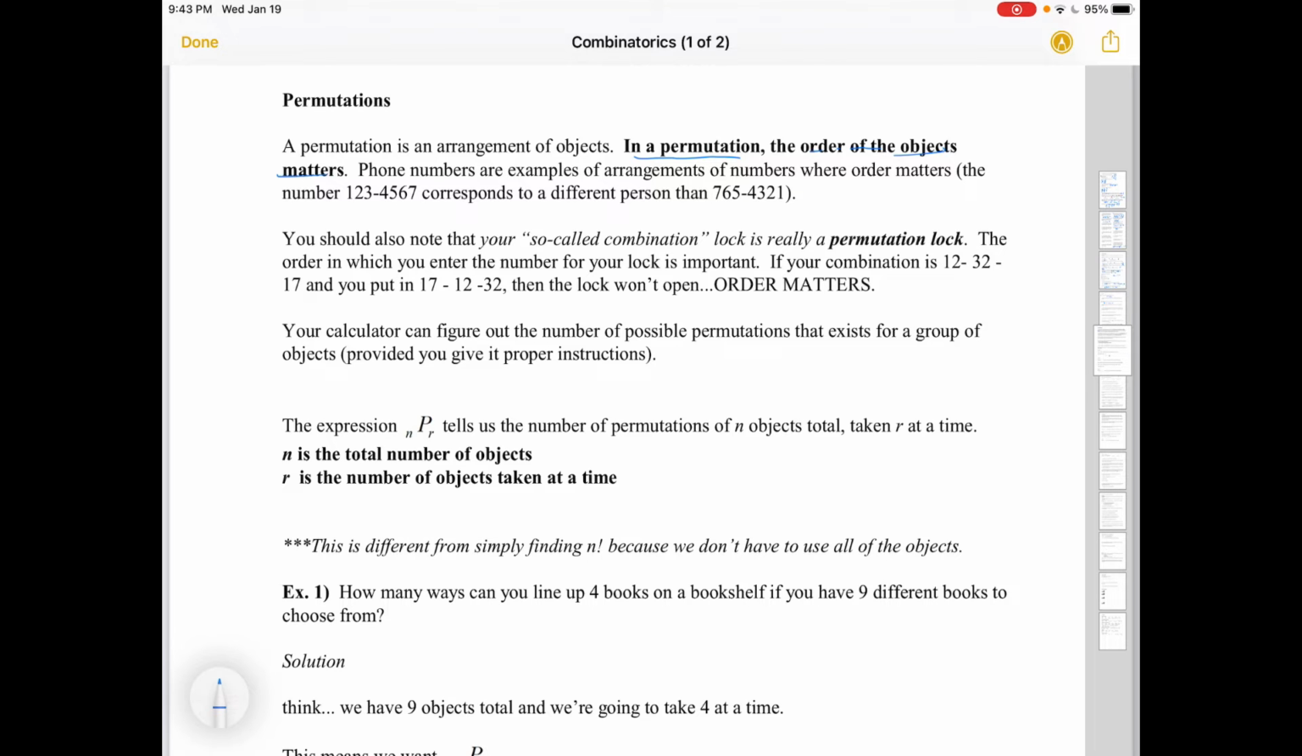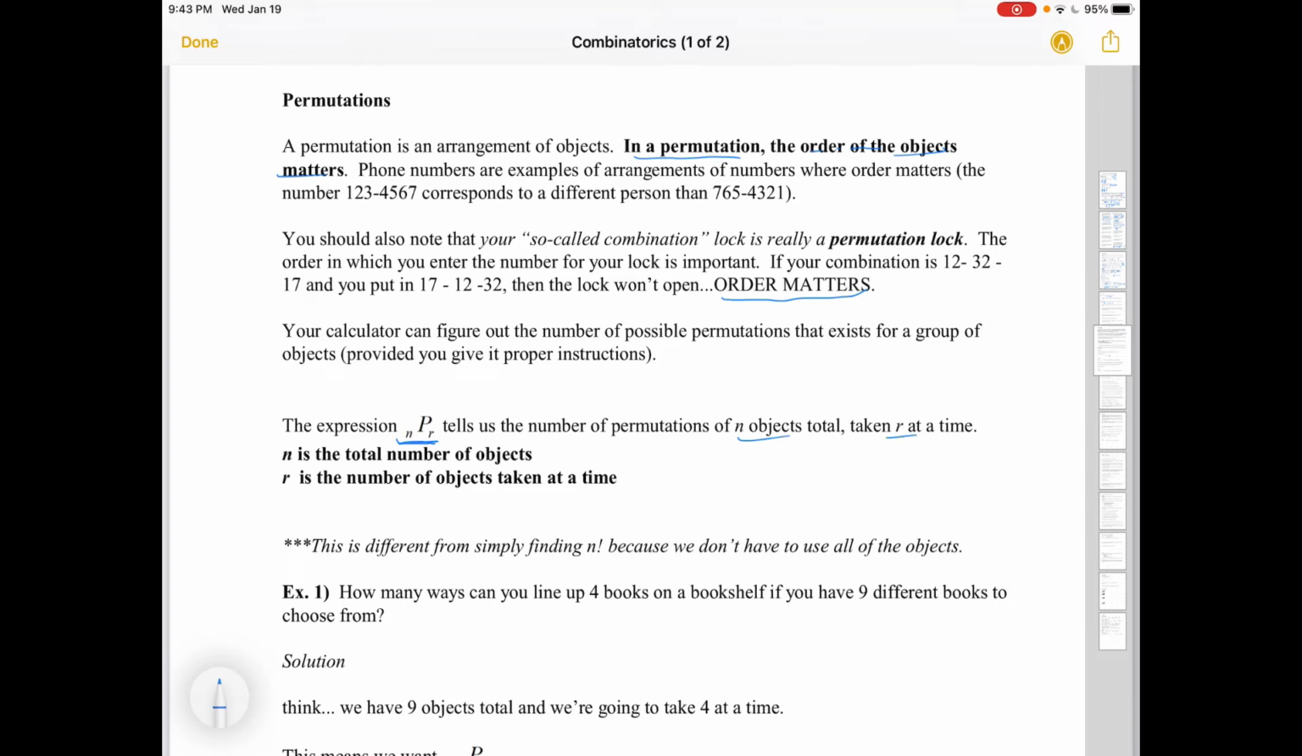Often we use the word combination in general language differently than we use it in mathematics. So if you have a combination lock on your locker, it's really a permutation lock. The order in which you input the code matters. If your combination is 12, 32, 17, and you put it in the wrong order, it won't open. Order matters. Your calculator can figure out the number of possible permutations that exist for a group of objects. And this expression, nPr, is going to tell us the possible number of permutations of n objects total, taken r at a time.